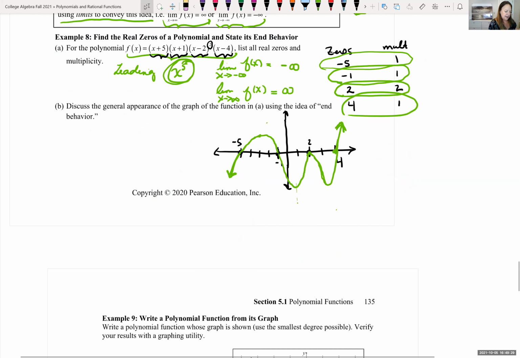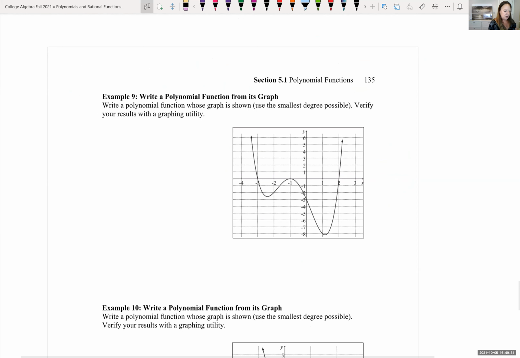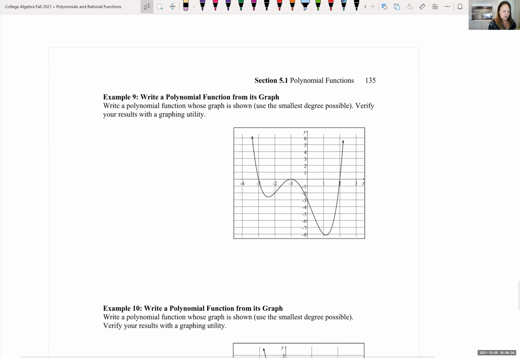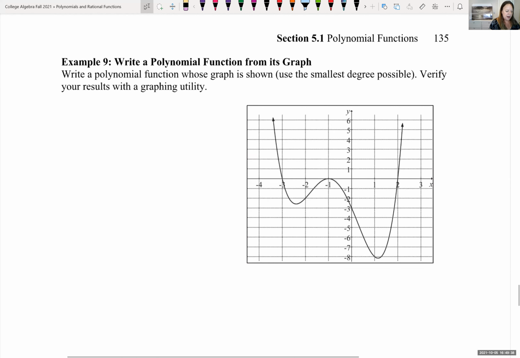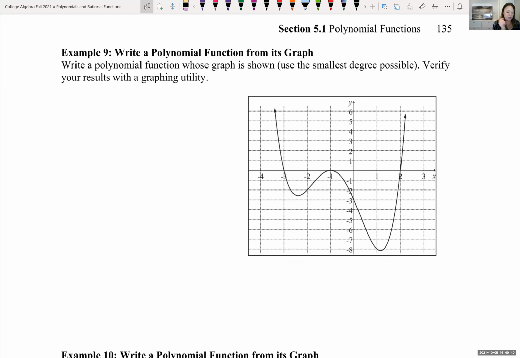Okay. Yeah, let's just do this really quickly. Write a polynomial function whose graph is shown. Use the smallest degree possible and verify your results with a graphing calculator. A couple of things we know. We know that right here, we have a factor because the zero is x equals -3. We have a factor of x plus 3. We want the smallest degree. I know it's crossing, so it has to be an odd multiplicity. Well, the smallest degree would be 1 then.